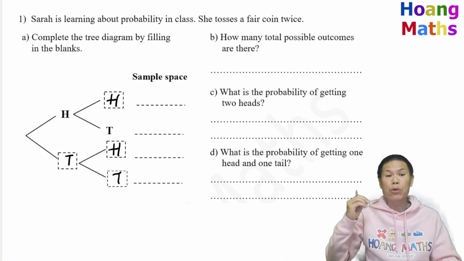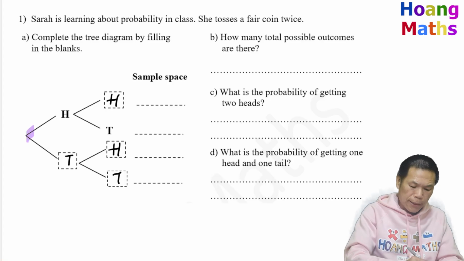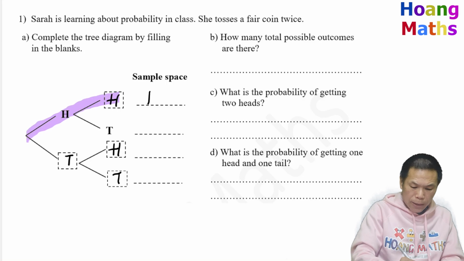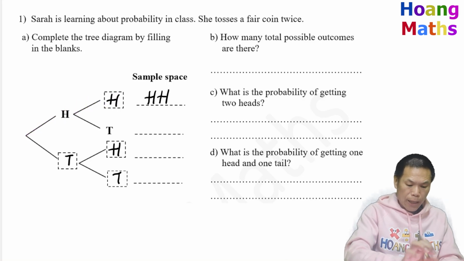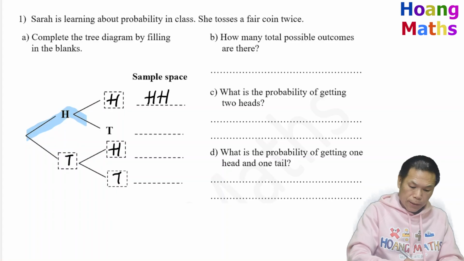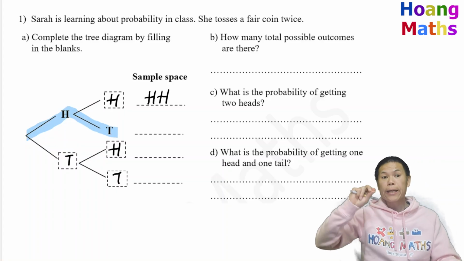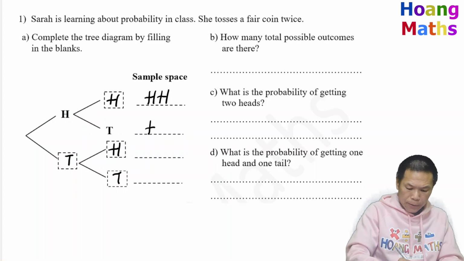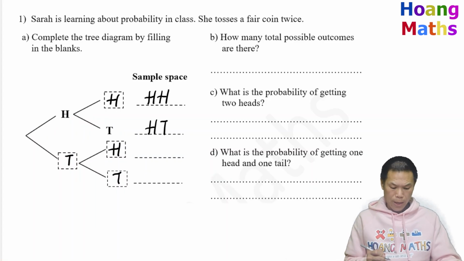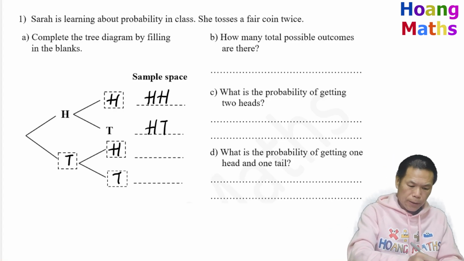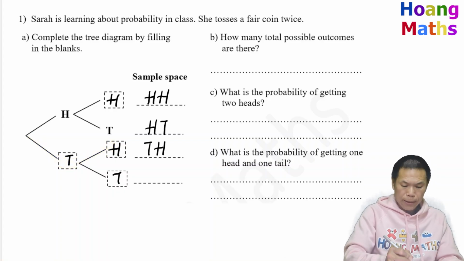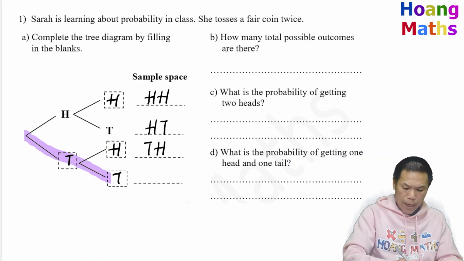Now we just list the sample space out. So this sample space here is head, head. So let me just write this down. Head, head. And then this sample space here is head, tail. Head, tail. And the next one is tail, head. So let me just write it down. Tail, head. And the last one will be tail, tail.